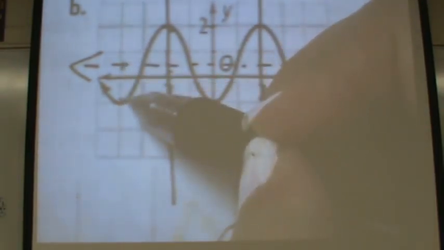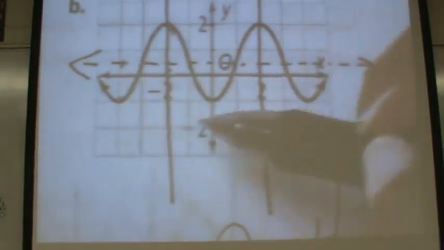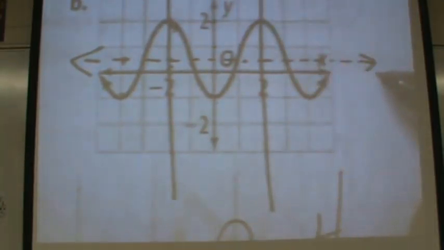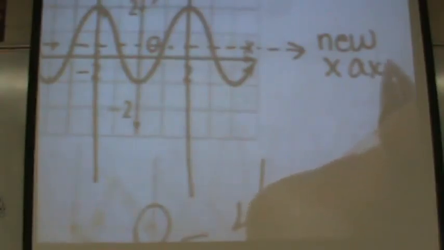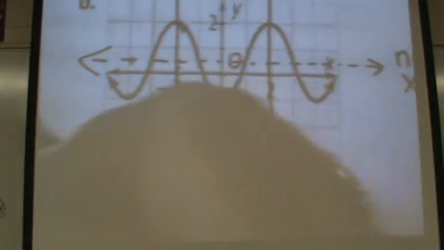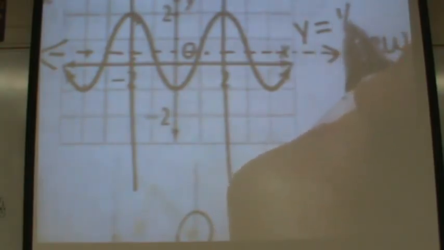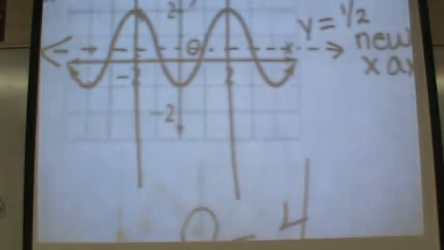This distance from here to here is called the amplitude. The amplitude is the height off the new x-axis. In pre-calc, we call this line the new x-axis. This new x-axis has the equation y equals 1/2. It's halfway between this number and this number.